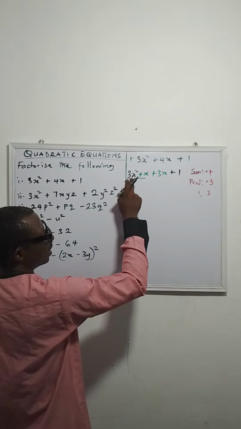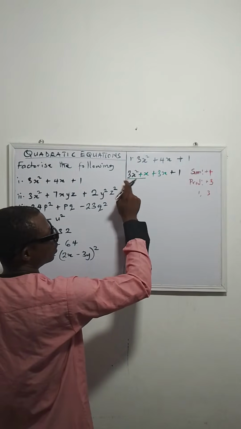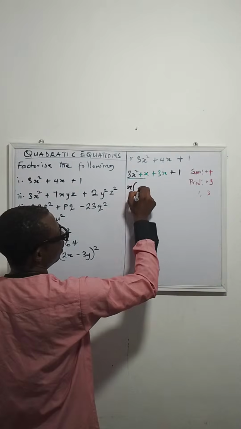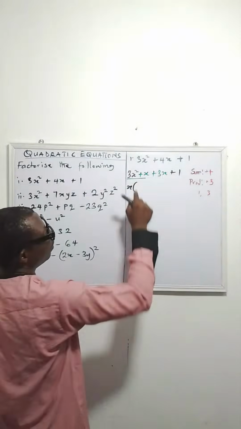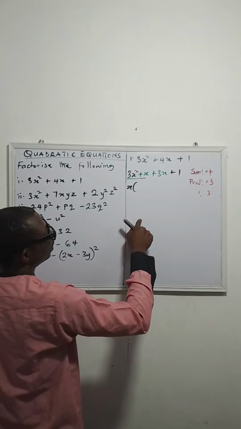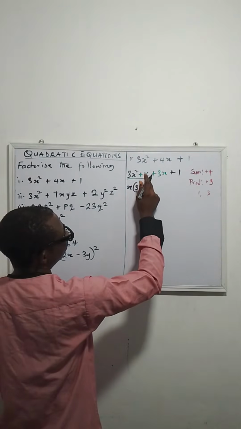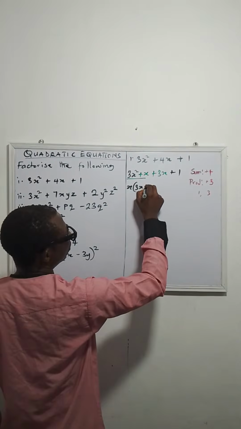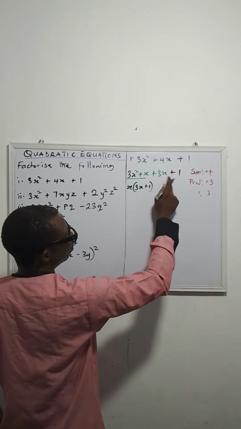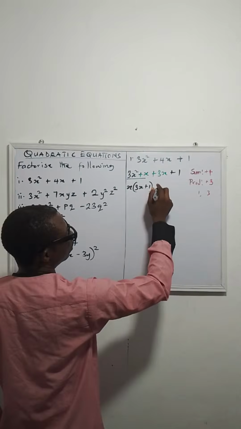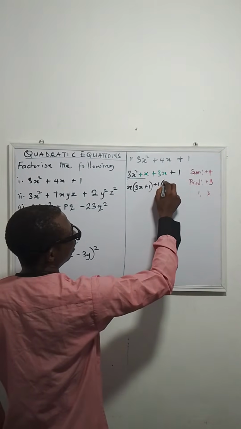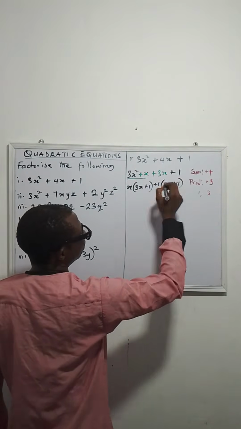That is the number that can completely go in these two terms, and that is x. So you factor that out. When you divide 3x squared by x, you have 3x. And you divide x by x, you have what? 1. The same thing also applies to this. The GCD here is 1, so that's plus 1. So we have 3x plus 1.